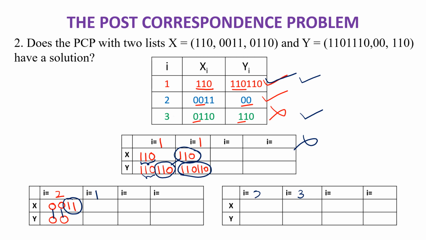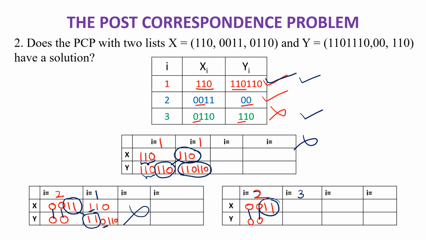I'll just copy down where i equals 2, 0, 0, 1, 1, 0, 0. These two zeros are compensated. To compensate 1, 1, we have selected i equals 1 or i equals 3. So I have two possibilities. Let us see the first possibility where i equals 1. So I have 110 and y1 is 110, 110. Now you can see here the numerator two ones are compensated with these two in the denominator. Next, numerator side we have a 1 whereas in the denominator side we have a 0. So there is a mismatch. So with this sequence of 2, 1, we cannot continue further.